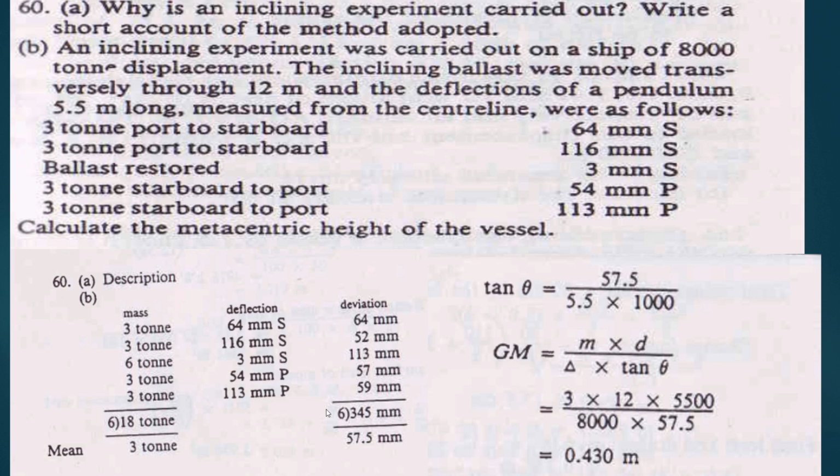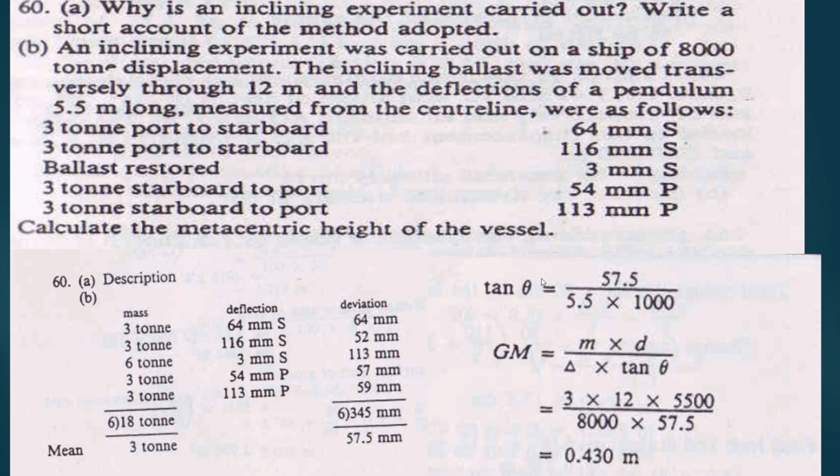So we need to take the average by adding all these values. We get 345, and adding all these values we get 18 tons. As I told, we need to assume 0 over here. From 0 if we count, 0 means 1, this is 2, 3, 4, 5, 6. So totally 6 values, so we divide by 6. We will get 3 tons as the mean value. And here this deviation, divided by 6, we get 57.5 mm.